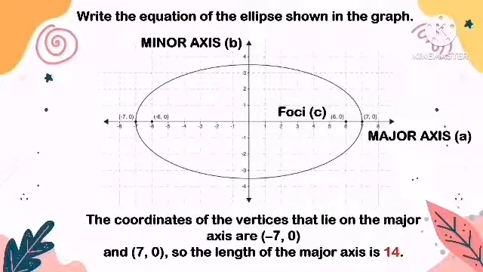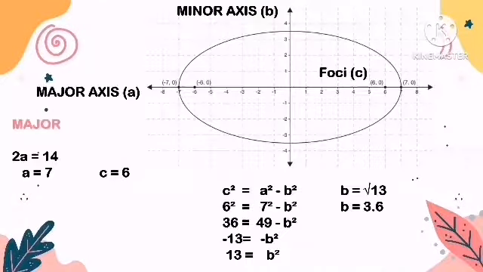The first thing we need to do is to find the length of our major axis. In the graph, the coordinates of the vertices that lie on the major axis are (-7, 0) and (7, 0). So the length of our overall major axis is equal to 14. So the equation would be 2a equals 14. In order to get a, let's divide both sides by 2, and our a would be 7.